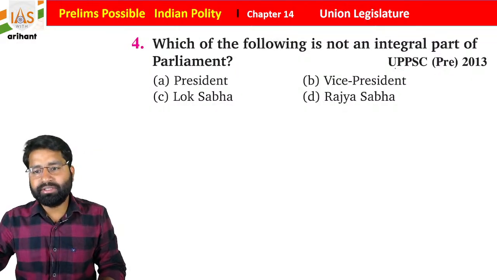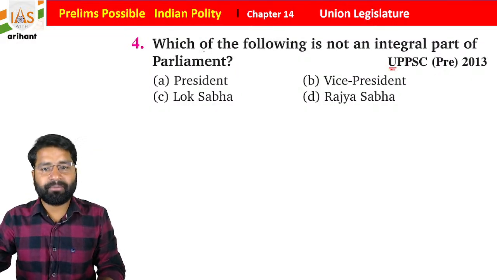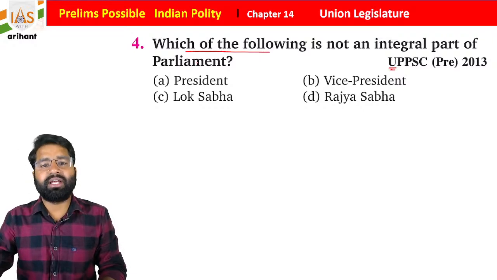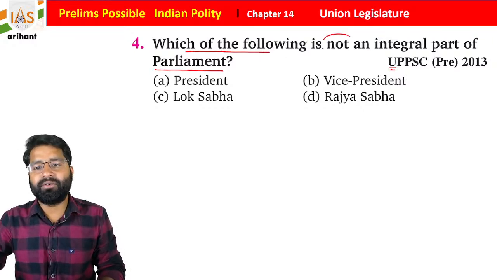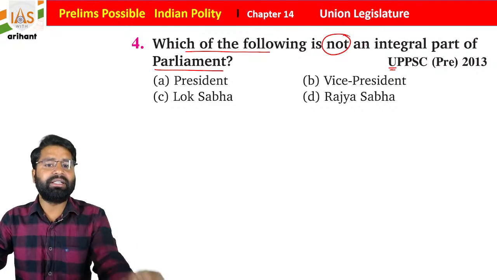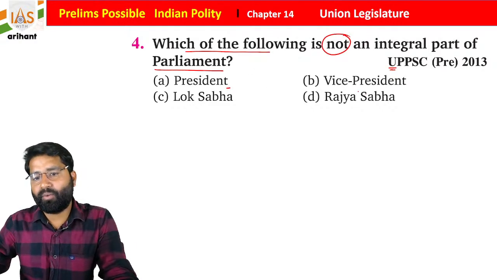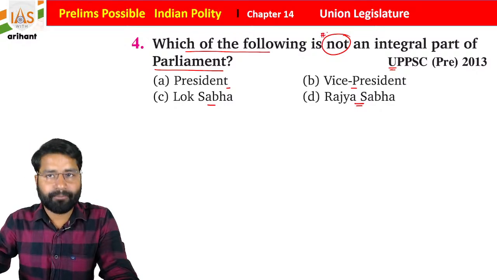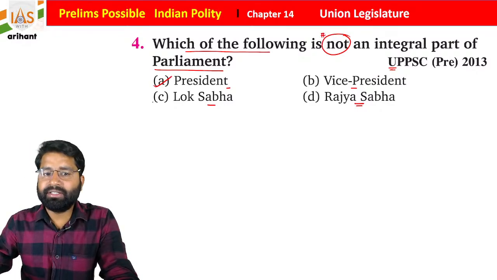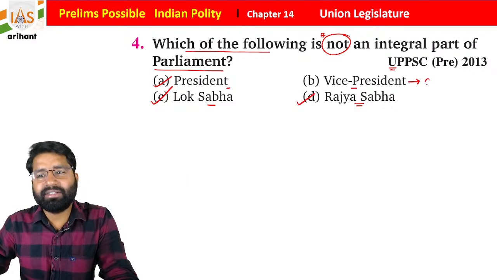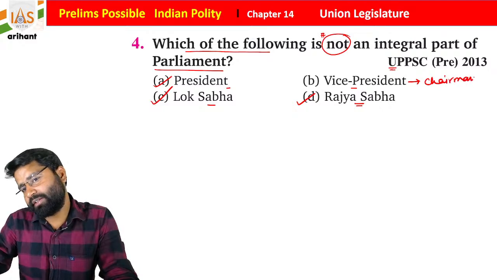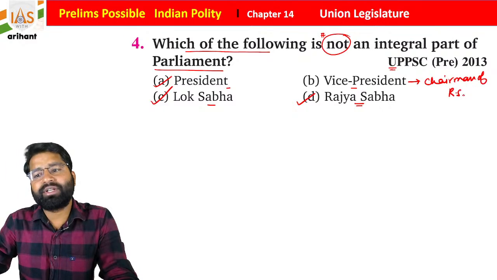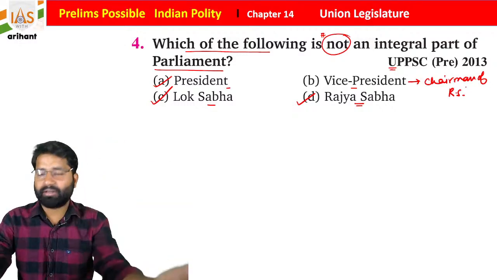Now see, this question was in UPPSC 2013. Which of the following is not an integral part of Parliament? President, Vice President, Lok Sabha and Rajya Sabha. Students, this question says not. So the President is a part, Lok Sabha is a part, Rajya Sabha is a part. The Vice President is the chairman of Rajya Sabha. Now it is going to create confusion among the students if your concepts are not clear.